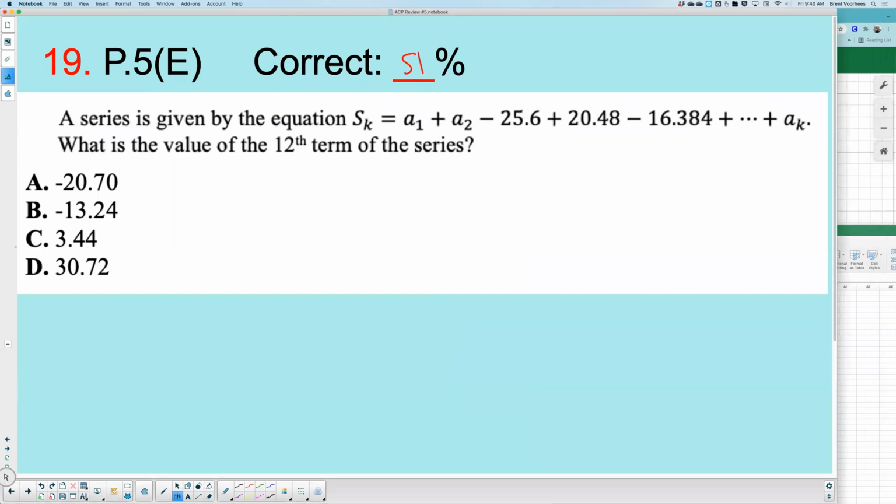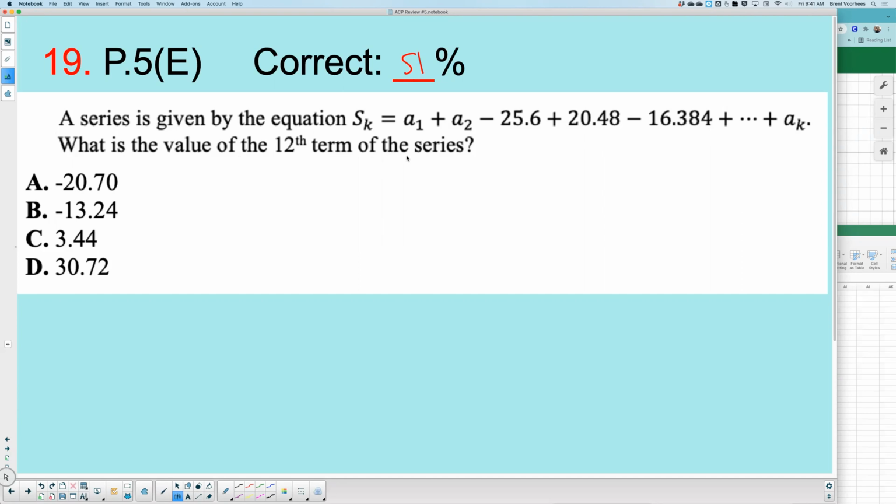I do know I had a lot of people ask me questions on this one. It says a series is given by this equation. S of k, pause. What does S of k mean? With the S, the sum. The sum would equal, now A1 just means first term plus second term minus plus minus, all these terms. So if you added them all up, you get a sum. That's all that means. And that's why they call it a series. A series means it comes to a sum.